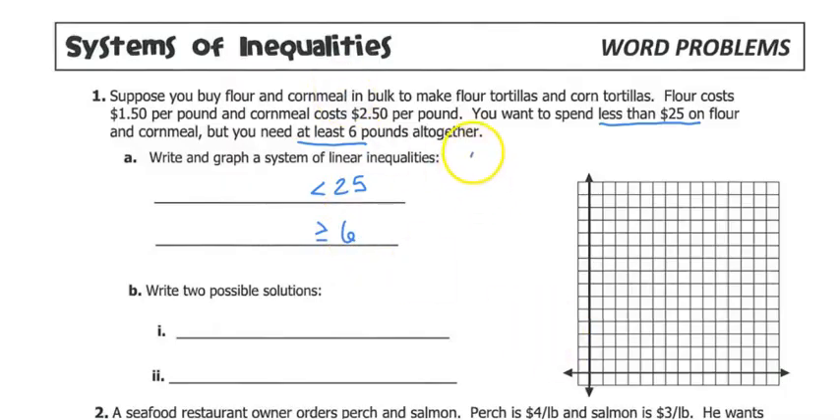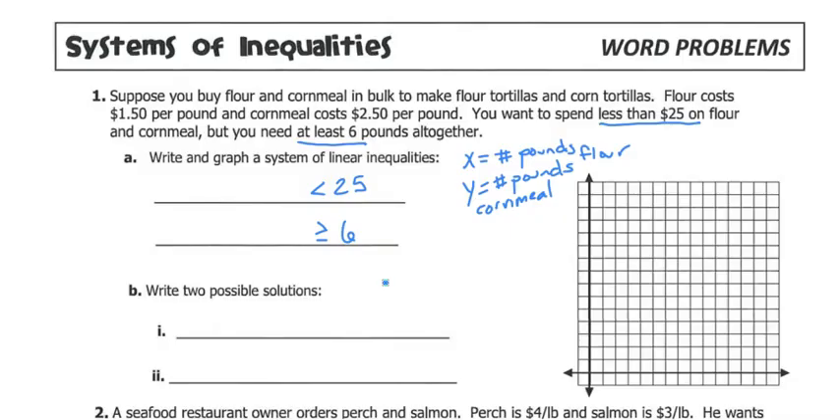Okay, what are my two variables? X is going to be the number of pounds of flour, and Y is going to be the number of pounds of cornmeal. Okay, those are the two things that I'm trying to figure out. How can I spend less than $25 but get at least 6 pounds?